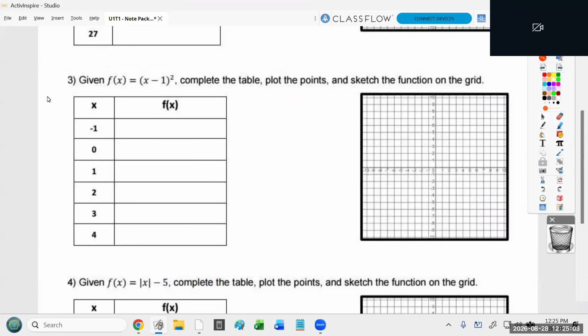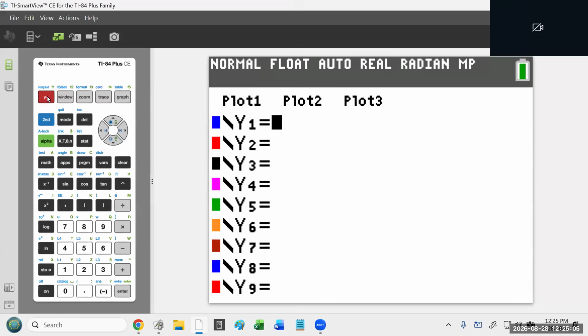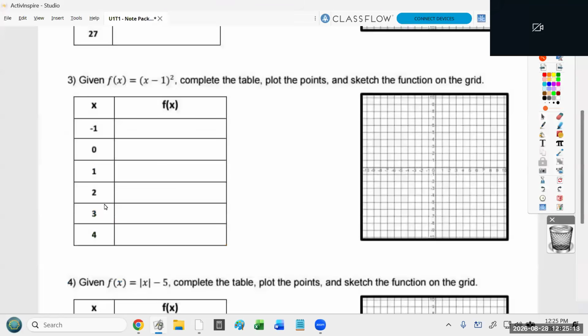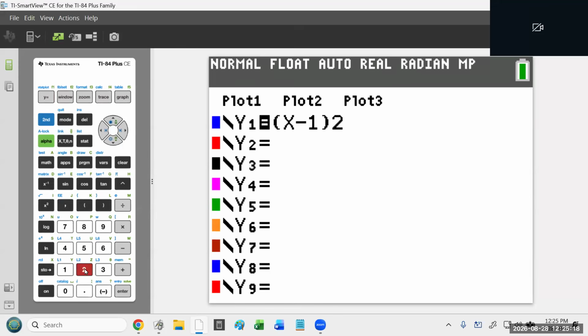Now, I'm going to purposely screw up the 2 for just a moment. I'm going to type open parenthesis, x minus 1, close parenthesis, okay? X minus 1, and then I'm going to mess up the 2 on purpose. I'm just going to put a 2. That's wrong. It's not just a 2, it's an exponent of a 2.